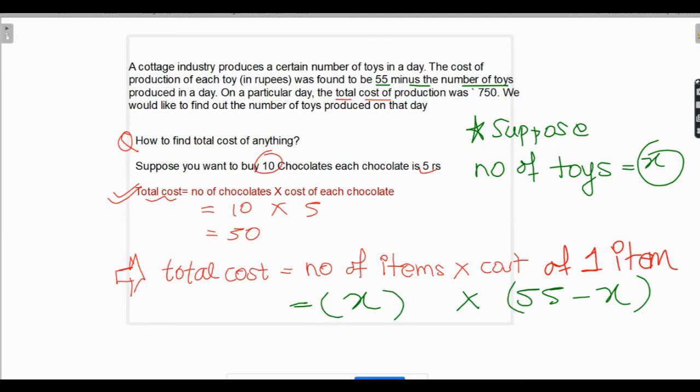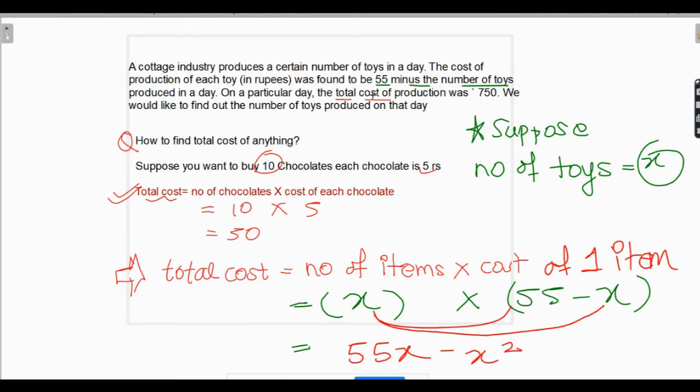Understood? Very simple, right? Just break the question into small parts. Then how will you do it ahead? First term by first term with second term. 55x minus x into x is x square.